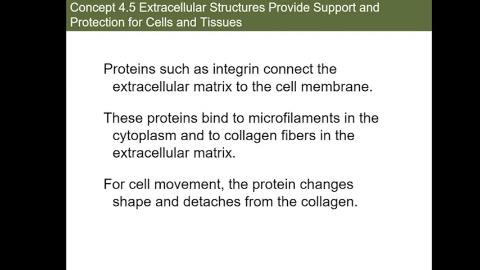Proteins such as integrin connect the extracellular matrix to the cell membrane. So remember when I drew the cell membrane and a protein and the connector, so this would be integrin. And then you'd have the matrix on top of that. These proteins bind to microfilaments in the cytoplasm, and so there's microfilaments down here in the cytoplasm, so they bind it all together so that it's not connected just to the semi-fluid membrane.